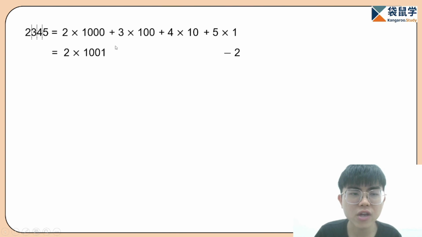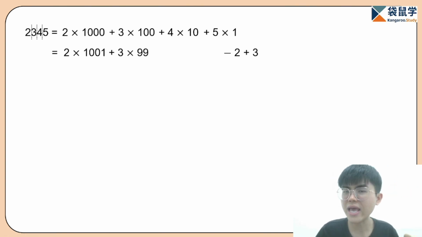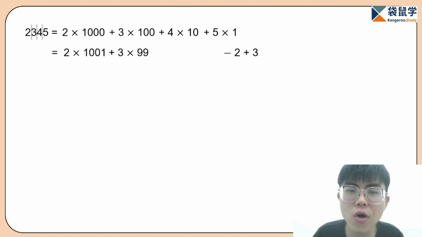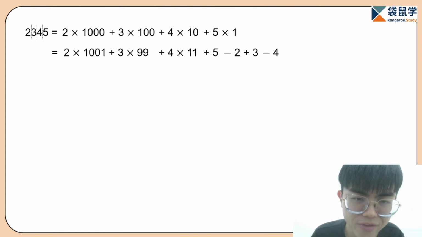So you can see that I leave a lot of space here because we still have other number here, right? So 3 times 100, how do we change it? So we can change it into 3 times 99. And don't forget we have to plus 3 at the back. Then we can change 4 times 10 into 4 times 11. And then we have to minus 4 at the back. And we also have the plus 5.